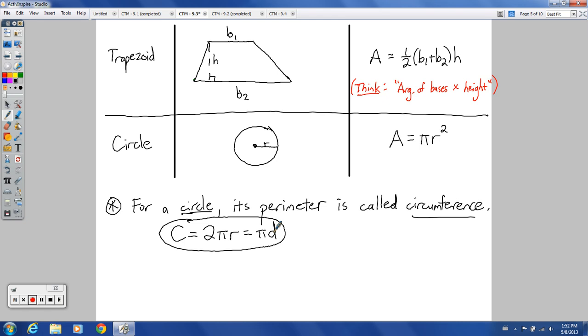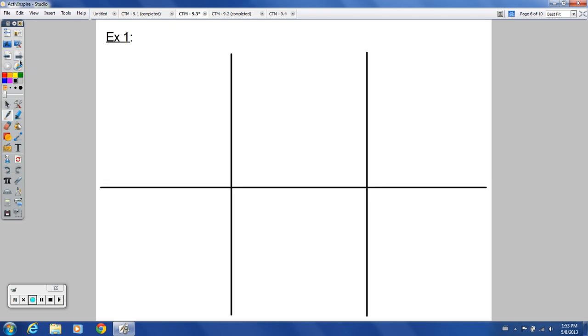It's the number of times that you can wrap the diameter around the circle. So it's a distance around a circle. And let's move on from there to some examples now.